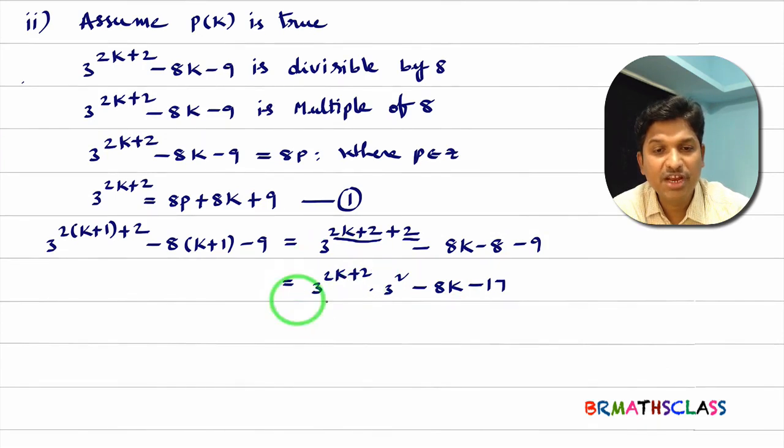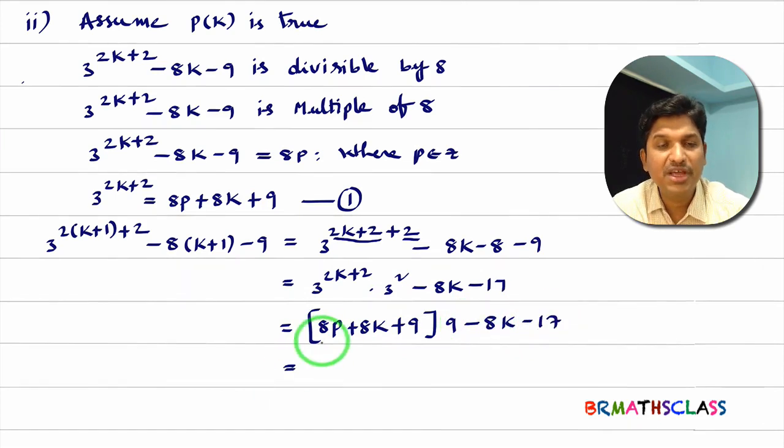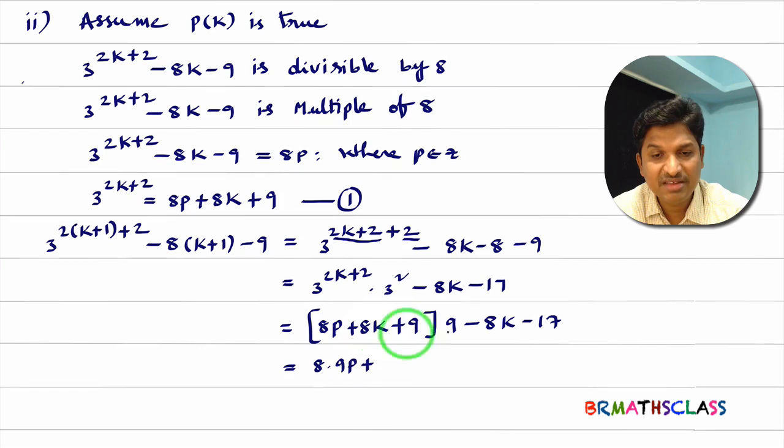Now, in place of 3^(2k+2), I'll use this information. In place of 3^(2k+2), I'll write (8p + 8k + 9) into 3 square. 3 square is what? 3 square is 9. Minus 8k minus 17. In the process of simplifying, wherever 8 is there, you do not disturb that term. So multiply with 9. I'll write 8 as it is. 8 into 9p plus 8 into 9k plus 9 nines are 81, minus 8k minus 17.